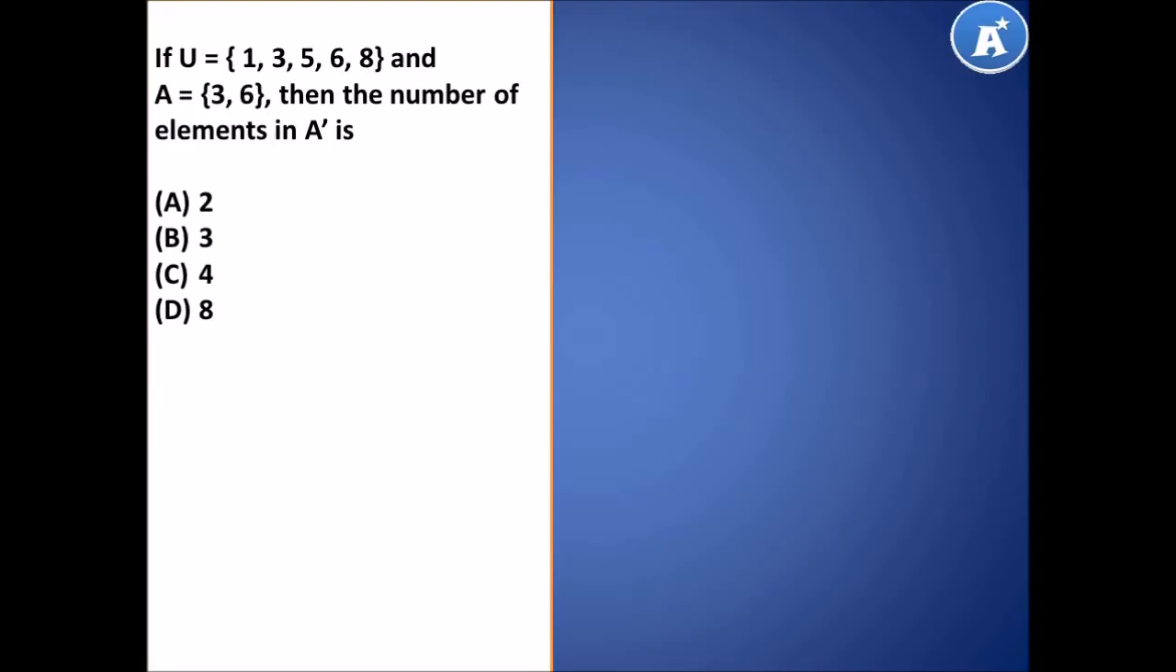Let's look at our next question. If a universal set is the set of 1, 3, 5, 6, and 8, and the set A is equal to the set of 3 and 6, then the number of elements in A complement is A, 2, B, 3, C, 4, or D, 8. Please pause this video and attempt the question on your own. When you have completed the question, you can press play to see the solution.